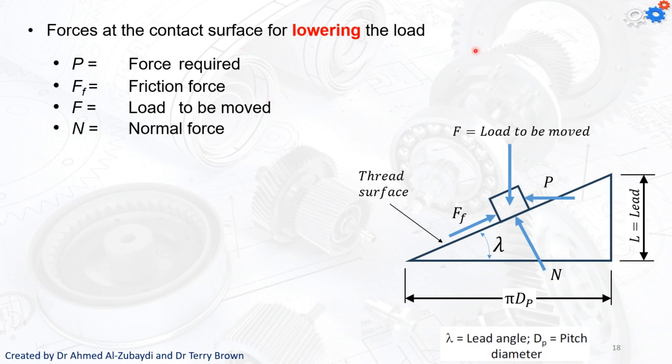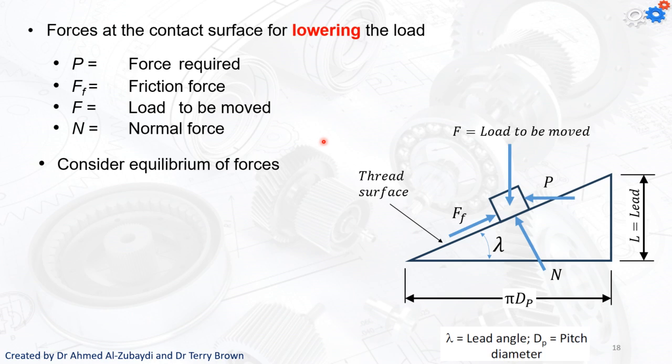I want to lower it. During the lowering, you can see that P and the friction force are going to be exchanging positions. Now you can see that the load is going to help me push P downward. So the same parameters: the force required is P, f is the friction force, capital F is the load to be moved, and N is the normal force.